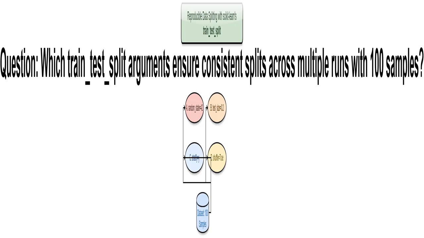I need to identify the train_test_split function arguments that guarantee the same data split each time I run my code. This is like a detective case. I want to find which arguments are the clues that make it reproducible.